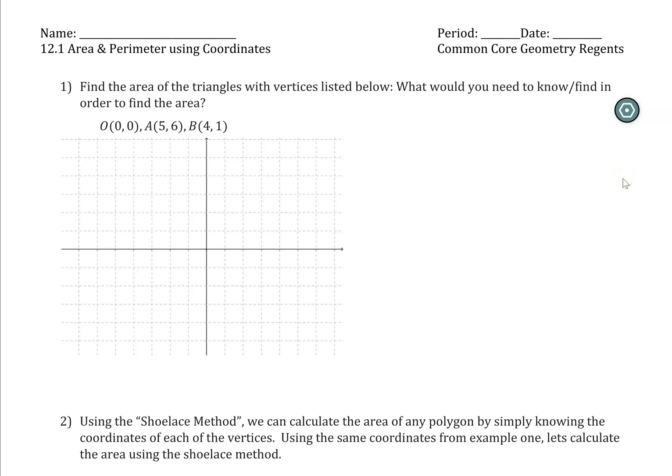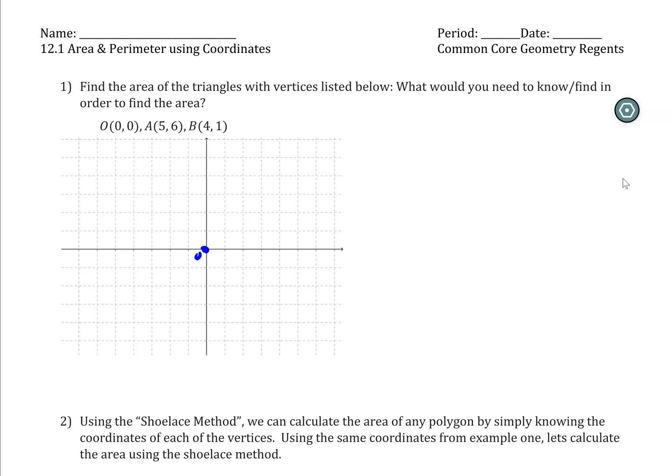Video lesson 12.1. So today we're going to utilize coordinate geometry to help us determine area and perimeter of figures. So let's look at this first one. Let's plot these points. We've got O is (0, 0). That would be there. This is O. We've got A is (5, 6).